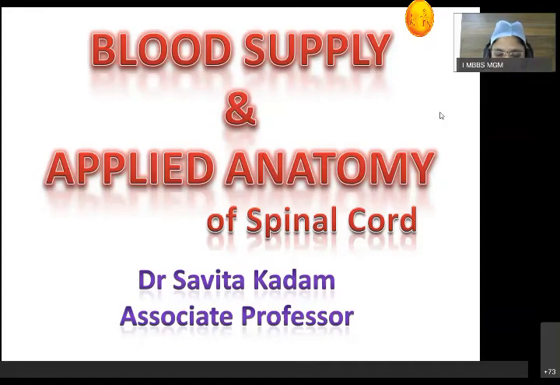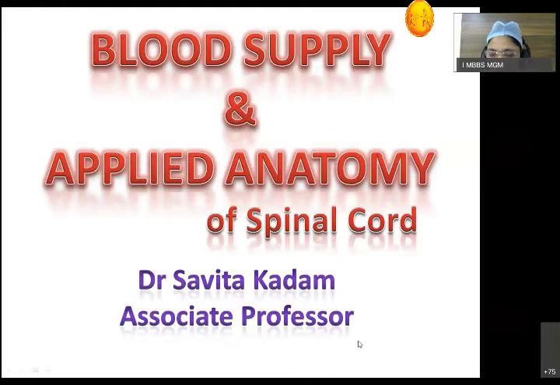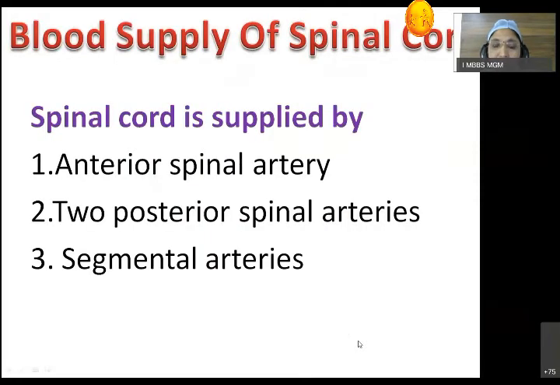First we will see about the blood supply of spinal cord. The spinal cord is highly vascular. It is supplied by the anterior spinal artery, two posterior spinal arteries and segmental arteries.